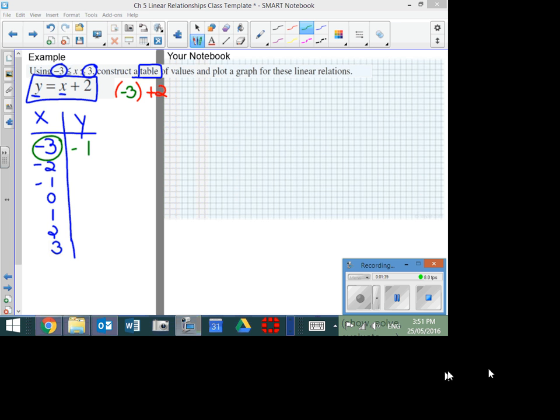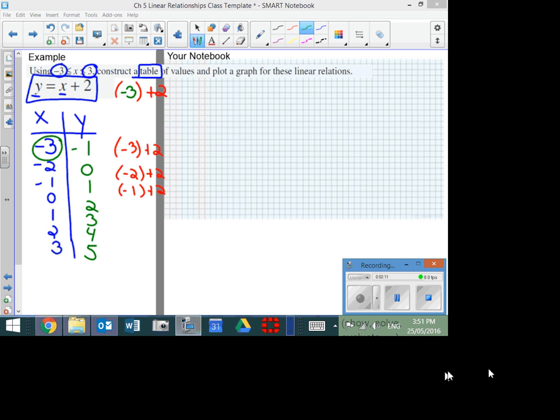If I substitute -2 into the brackets, -2 + 2 is 0. So what's happening along the way is -3 + 2, which is -1, -2 + 2, which is 0, -1 + 2, and so on and so forth. So this is the part that we would do in our calculator in order to find out what points we're actually going to graph.